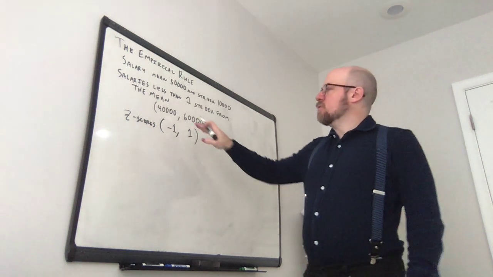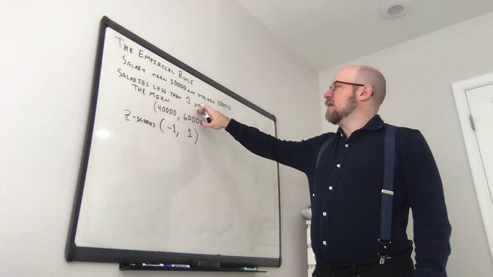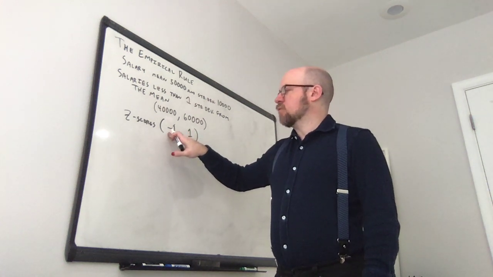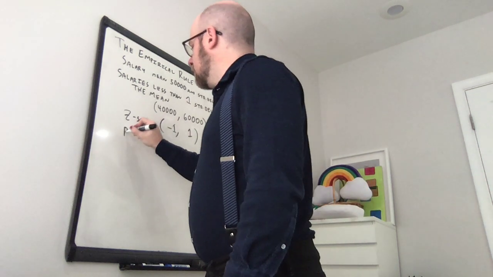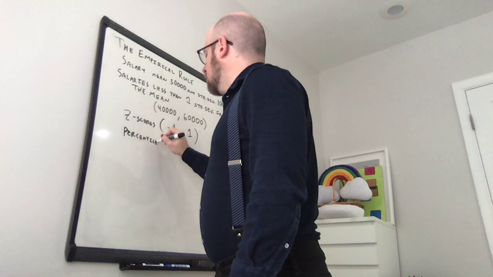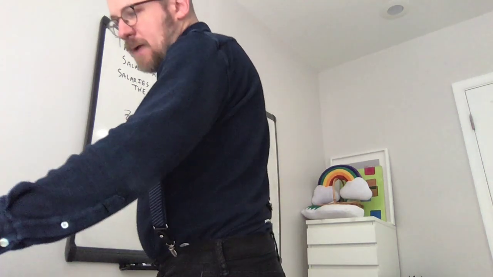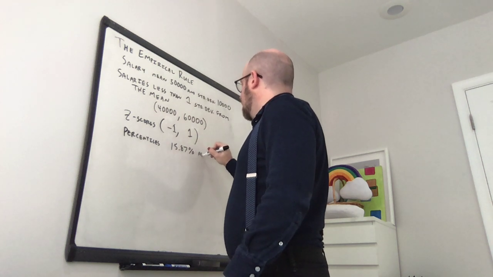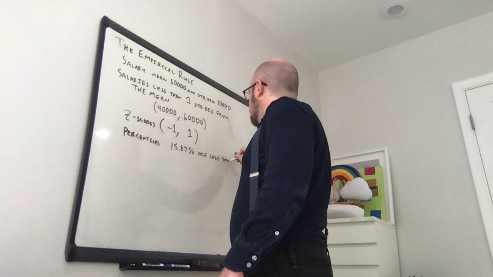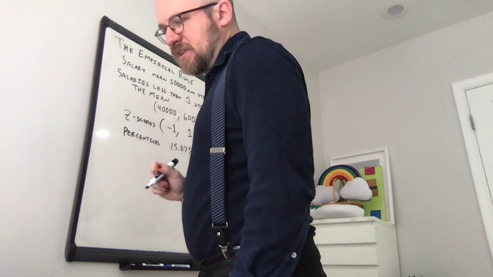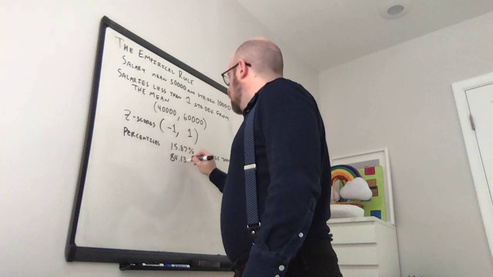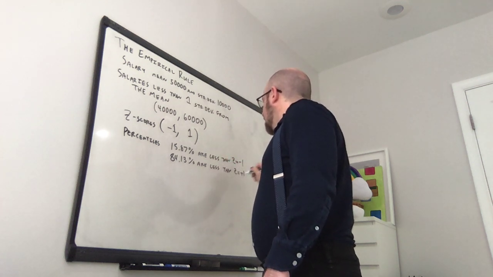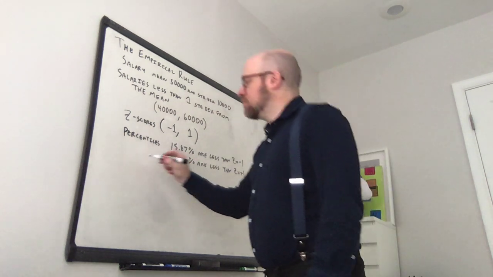Okay? And so if you look at the percentage of salaries that are between 40,000 and 60,000, since it's going from a z-score of -1 to a z-score of +1, if you look at the corresponding percentiles, we know from our table that if you look at -1, 15.87% are less than z equals -1, and for z equals +1, 84.13% are less than z equals +1.